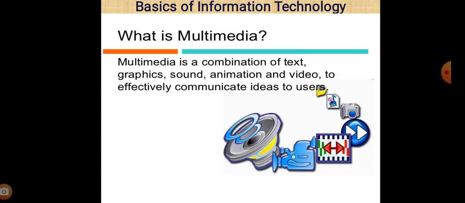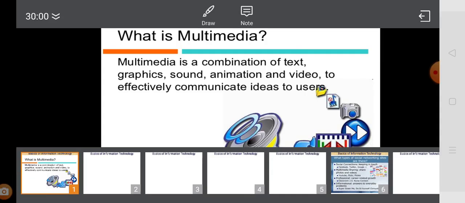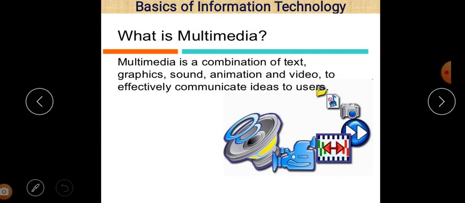So multimedia is basically a combination of text, graphics, sound, animation, and video to effectively communicate ideas to users. That is the definition of multimedia.